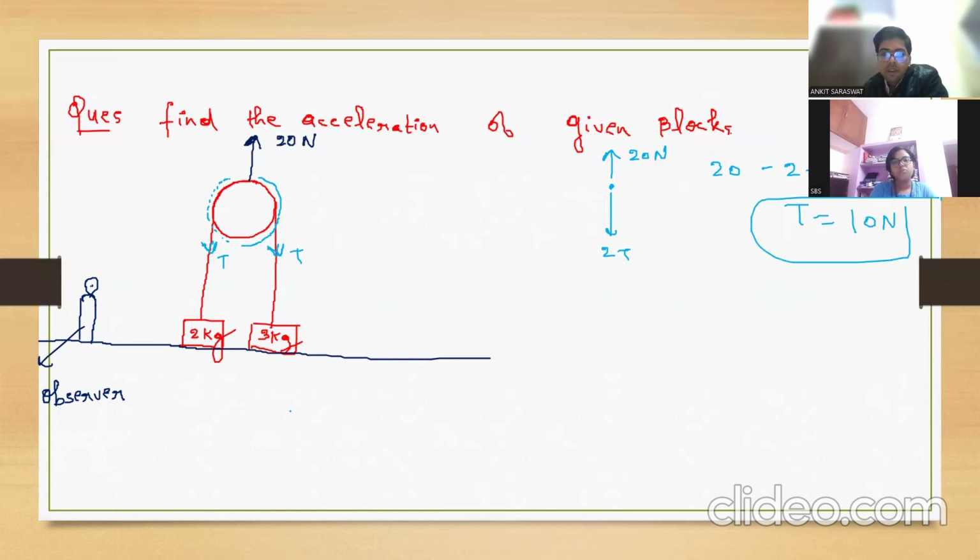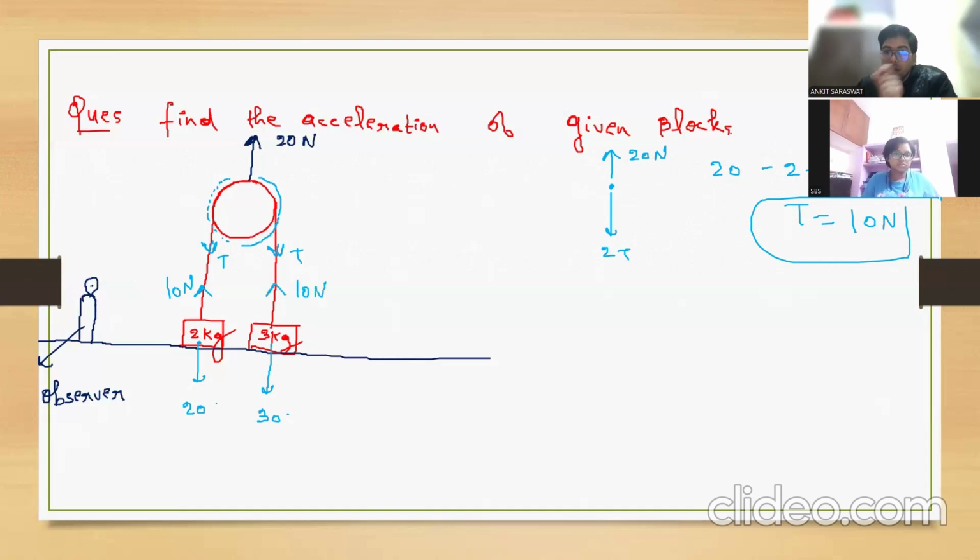Understood? Now tell me, gravity is pulling with 20. When you apply 20 Newton on the pulley, how much tension is there in the string? 10 Newton. Here also 10 Newton. Similarly here 30, here 10 Newton. Clear? Tension in the string.